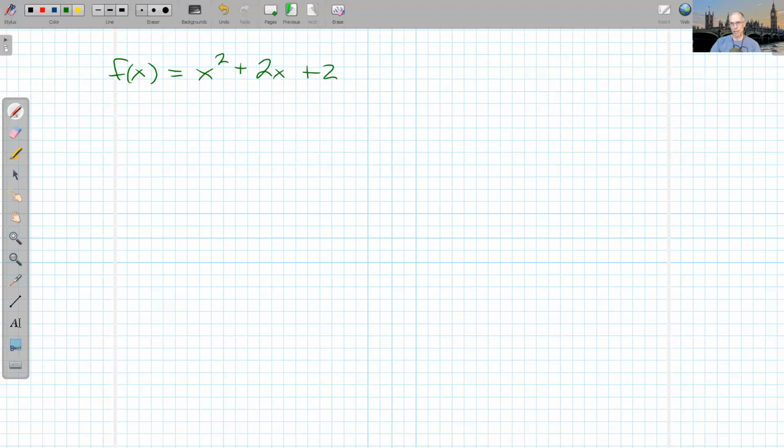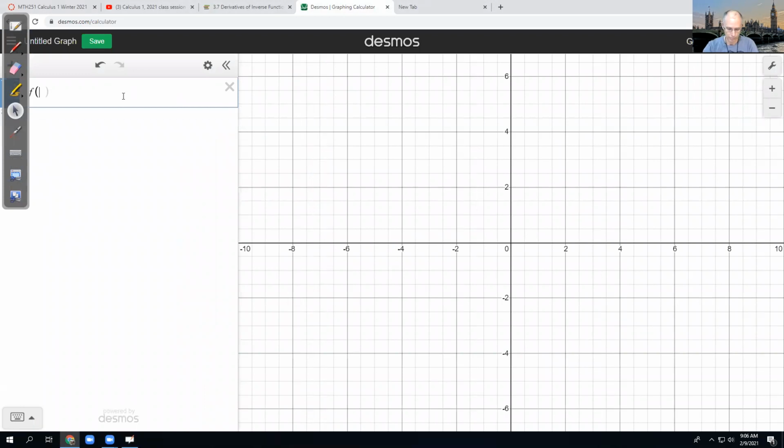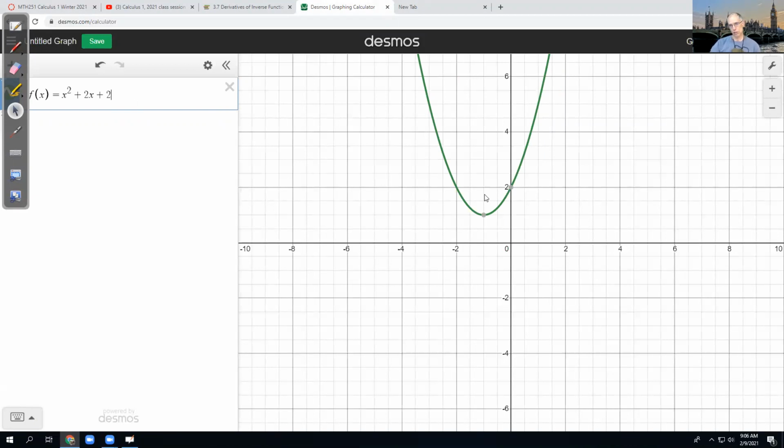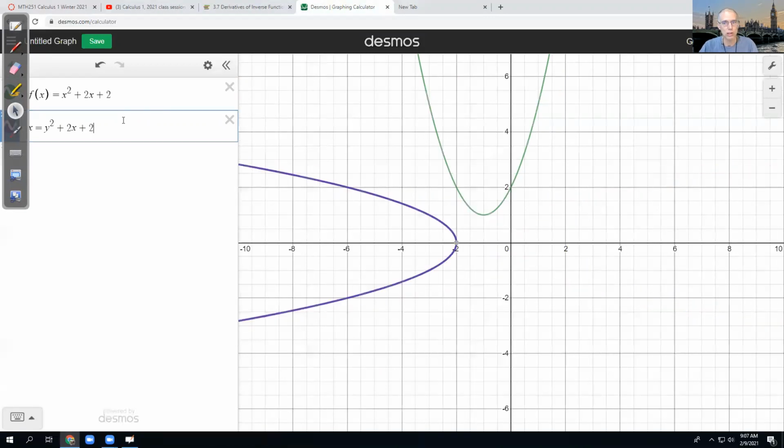And if we were to graph that function, when you invert it and you switch x with y, everything that was vertical becomes horizontal. So this one opens upward. So in a positive direction for y, the inverse function would open to the right for x. And I wonder if Desmos can handle this. The inverse function should be x equals y squared, plus 2x plus 2.